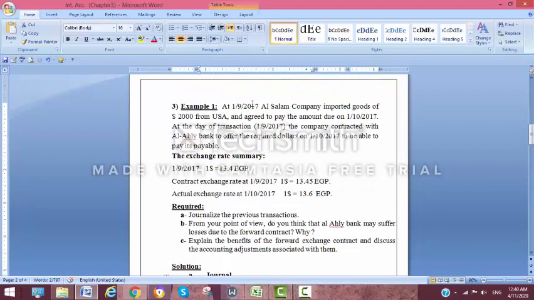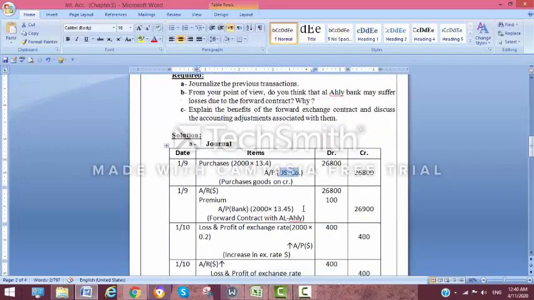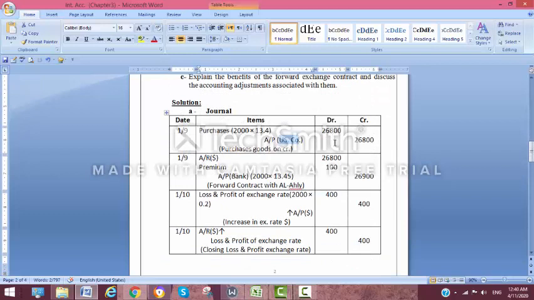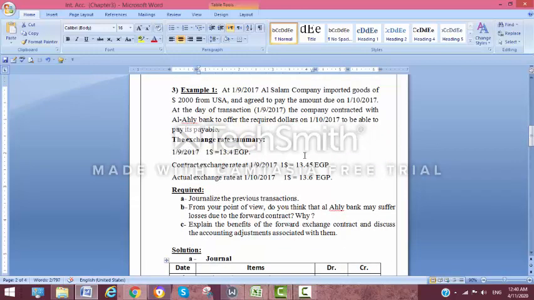On 1 September 2017, one American dollar equals 13.4 Egyptian pounds, so for now you need to make the transfer from American dollars to Egyptian pounds. $2,000 multiplied by 13.4 equals 26,800 by debit and by credit 26,800 Egyptian pounds. This is the journalized entry for the Egyptian company, and this is the Salam company. For this journalized entry you need to make the transfer from American dollar to Egyptian pounds.